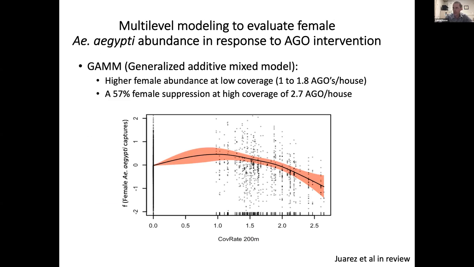And this actually shows a GAM model looking at that concept of coverage, which is essentially the density of the AGO trap in these communities. When we had low density of these AGOs, we did not see evidence of suppression of female Aegypti. In fact, it might have been an increase in the abundance. But when we did have higher coverage rates, we were starting to see suppression that maybe translates to about 57% reductions. So that just highlights the story of that AGO intervention, and that manuscript's in review.